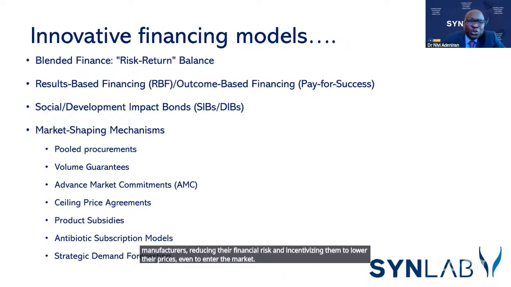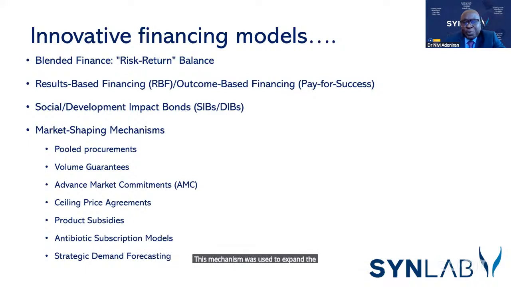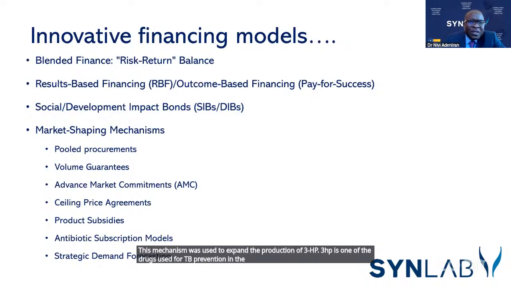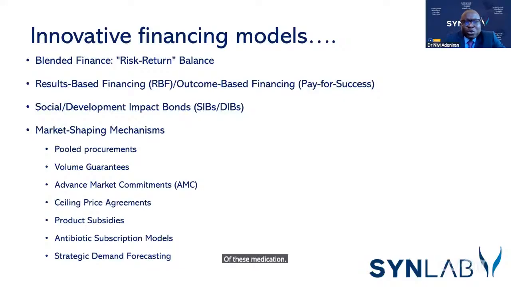This mechanism was used to expand the production of 3-HP. 3-HP is one of the drugs used for TB prevention in the TB program. So this mechanism was used for this 3-month course of TB preventive treatment through manufacturers, leading to a price reduction of up to 32% of this medication. The third one is what we call advanced market commitment.